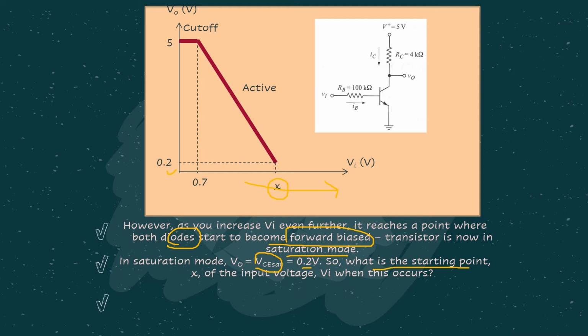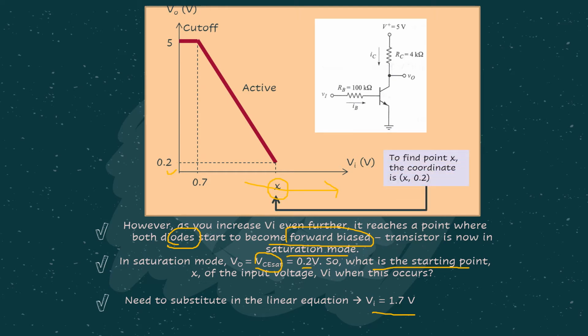So we are supposed to find Mr. X. So how to find Mr. X? Remember we already have the equation relating V naught and VI. We can substitute 0.2 volt into that equation. Then we are supposed to get VI in this particular case equal to 1.7 volt. Okay, so this should be the coordinate for the starting point of the saturation mode.